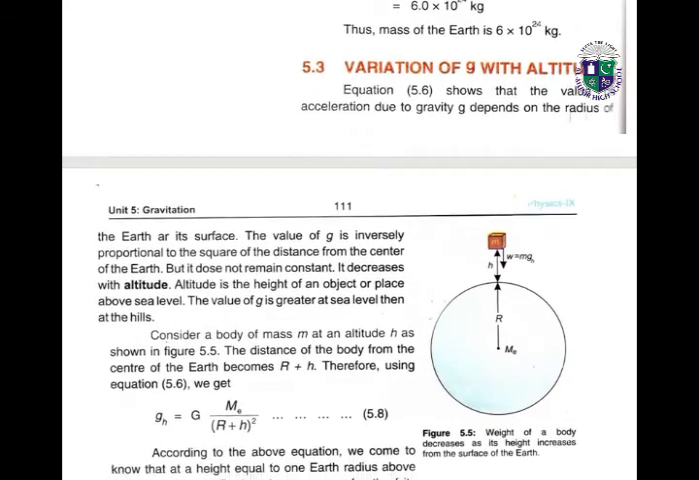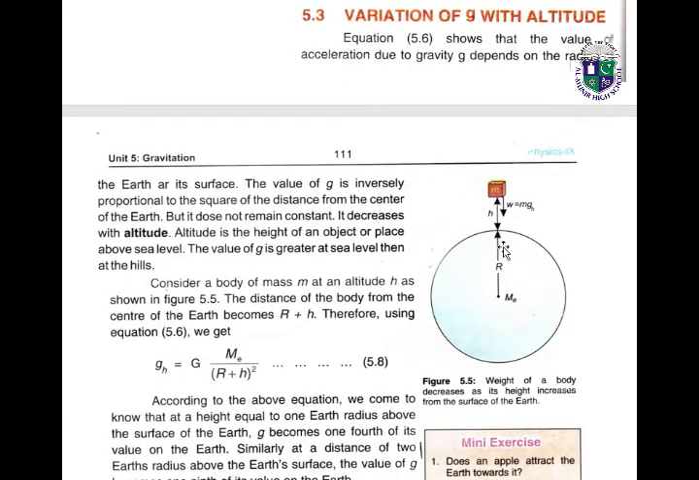Variation of g with altitude. Now we will observe the variation of the value of g with altitude, if we take this mass at some height or altitude. Equation 5.6 shows that the value of acceleration due to gravity depends on the radius of the earth at its surface. The value of g is inversely proportional to the square of the distance from the center of the earth. But it does not remain constant. It decreases with altitude. As the altitude or height increases, it will decrease.